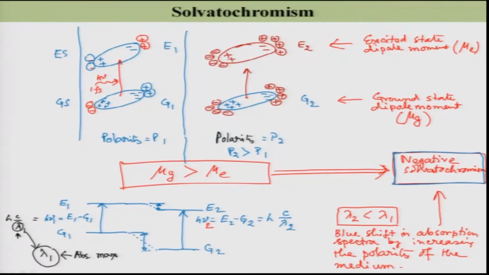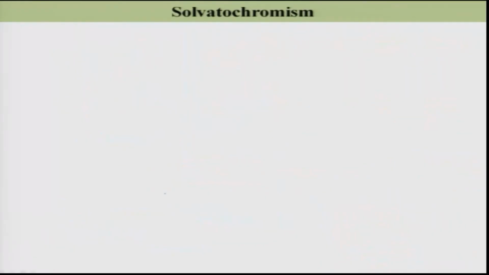In this case what we have seen is that there will be a blue shift in the absorption spectra by increasing the polarity of the medium for a molecule whose property is that the ground state dipole moment mu g is greater than the excited state dipole moment mu e, right. So, let us see what happens if the situation is just reversed. What I want to say is, in the case where the excited state dipole moment is more than the ground state dipole moment, what will be the situation? So, here my condition is that mu g is less than mu e, right.